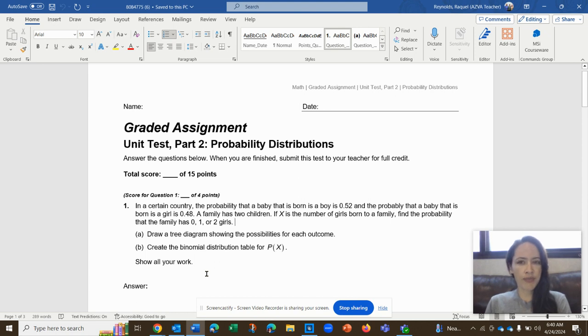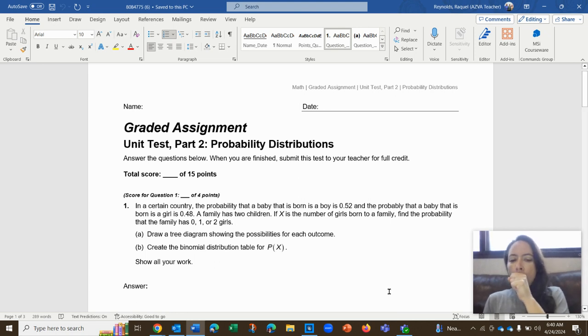Show all your work. So a binomial distribution has a couple of factors. It needs to have a fixed number of trials. In this case, it's 2 children, 2 trials. Next, the trials have to be independent and the probabilities can't change. So the probability that you have a boy on the first child is 52%, and then the probability that you have a boy as a second child changes to 51%. We can't do this. Something's changed, which would change the probability math. But it's not going to change.